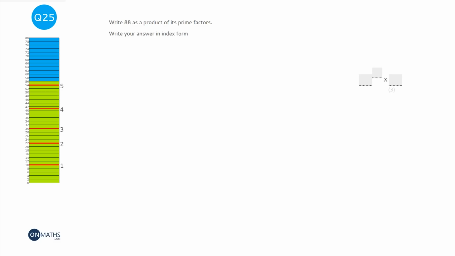Okay, so we're asked to write 88 as a product of its prime factors. So the first thing to do is write 88. And then we have two shoots coming from it. Now I need to find out which two numbers times together to make 88. Now a little tip, if you've got an even number, always pick 2. So 2 times 44. Now whenever we get to a prime number, we always circle it, because that's finished.